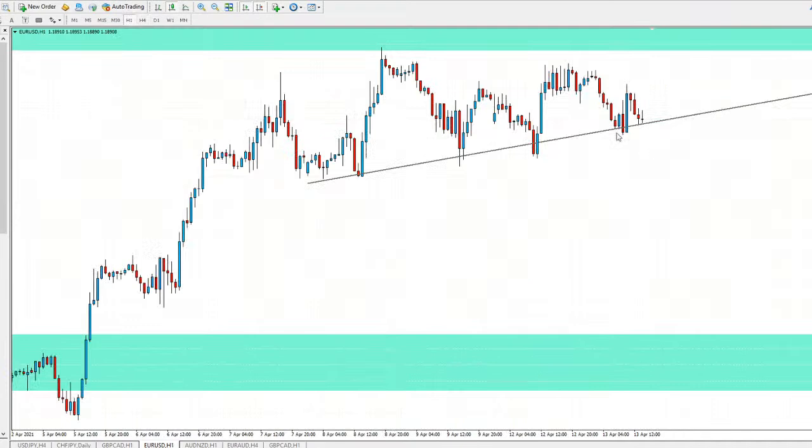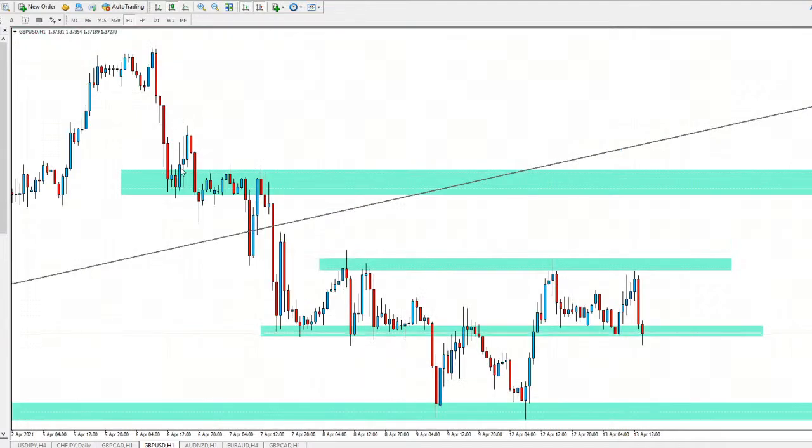However, if we do maintain respect for that trend line, we could see this price slowly climb back up and go and retest the resistance just above. GBP/USD, again, this one is in a little bit of a range here. You can see if we look left, price was in a nice range not too long ago in this area between that resistance and that support.